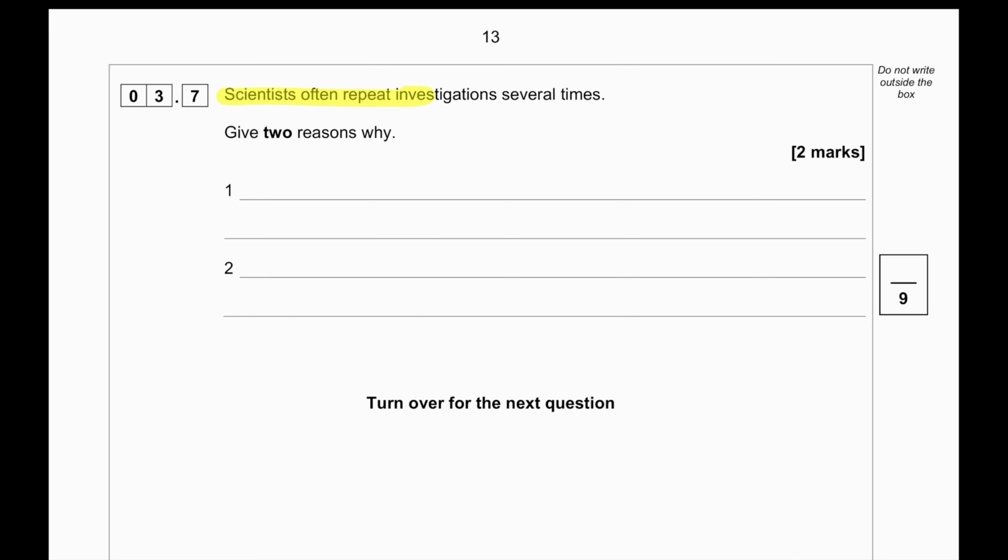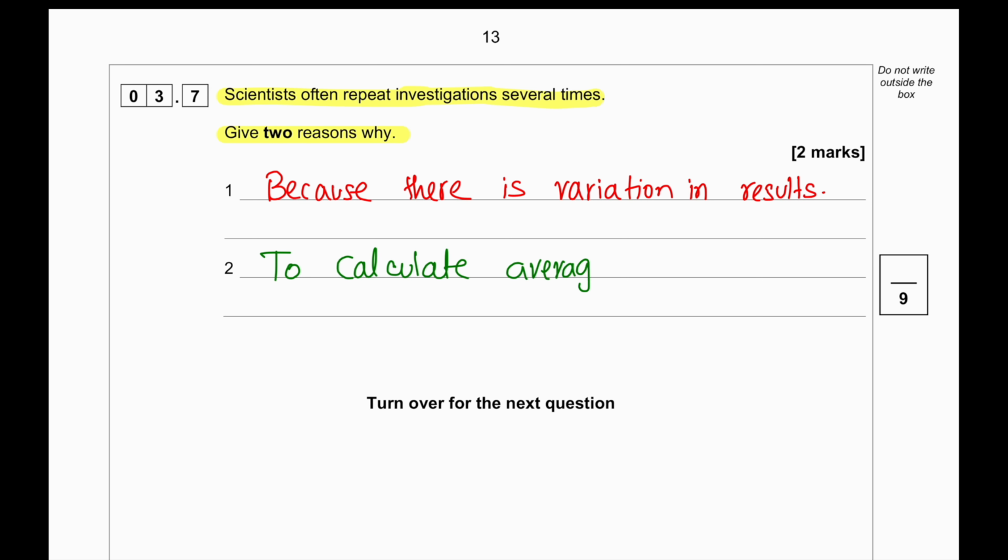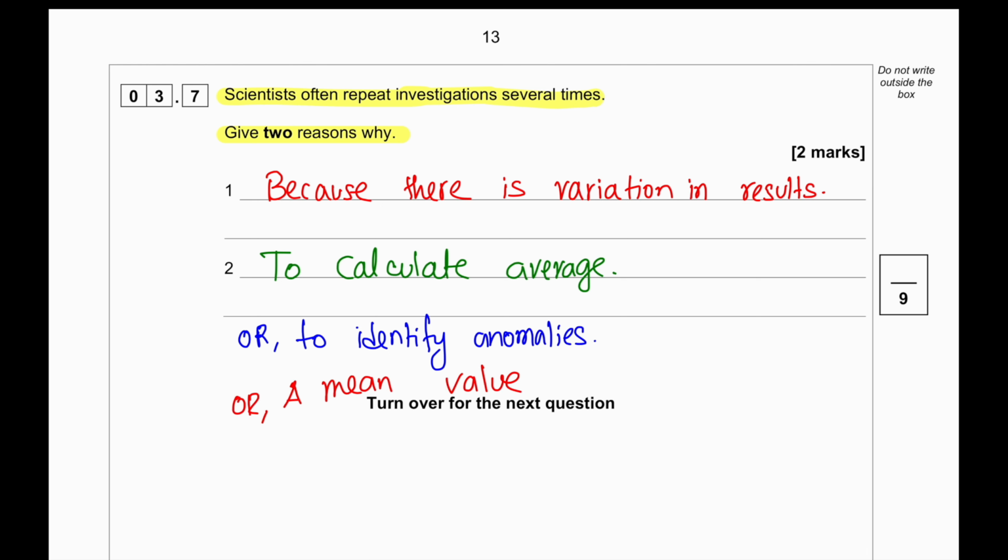Scientists often repeat investigations several times. Give two reasons why. One of the reasons for repeating several times is that every experiment may produce a variation in the result. So scientists want to calculate the average by eliminating the anomalous results. The mean value, or the average value, would be very close to the typical value. We have to write only 2 points, so choose any one that you like.